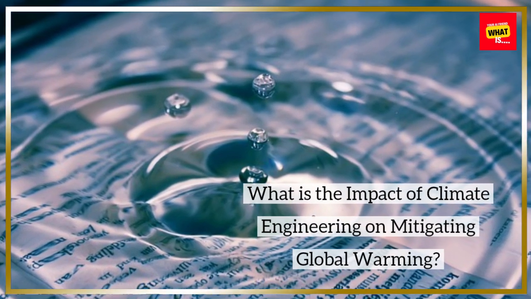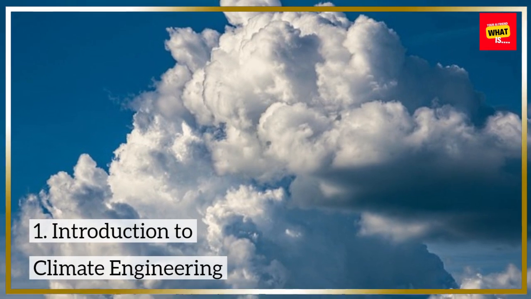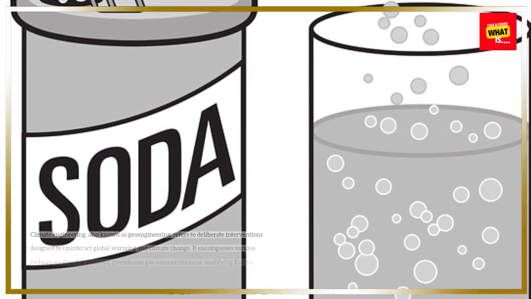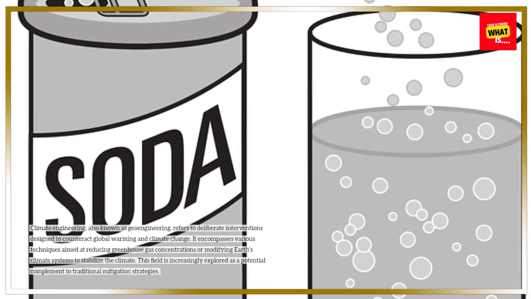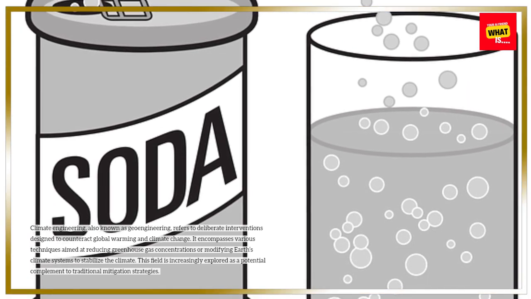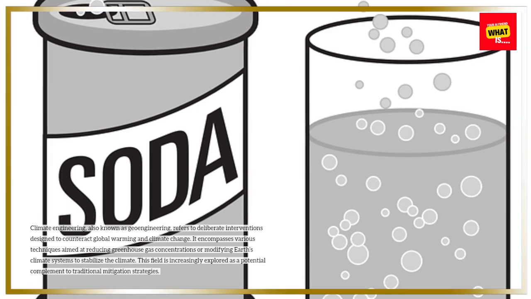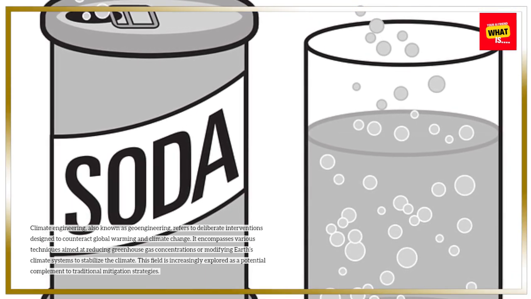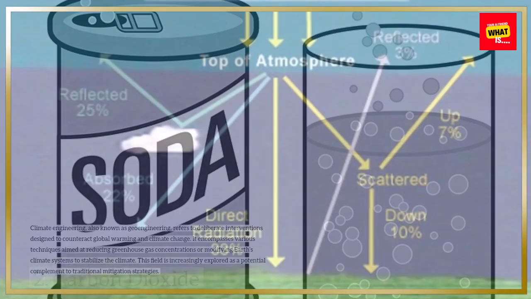What is the impact of climate engineering on mitigating global warming? 1. Introduction to climate engineering. Climate engineering, also known as geoengineering, refers to deliberate interventions designed to counteract global warming and climate change. It encompasses various techniques aimed at reducing greenhouse gas concentrations or modifying Earth's climate systems to stabilize the climate. This field is increasingly explored as a potential complement to traditional mitigation strategies.